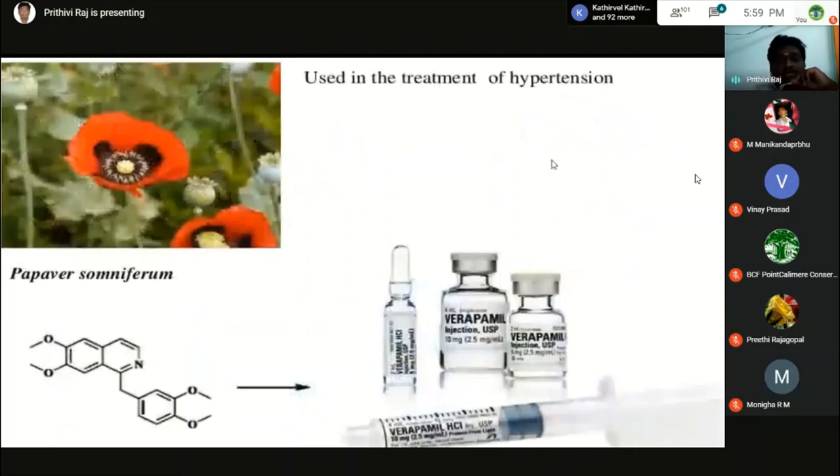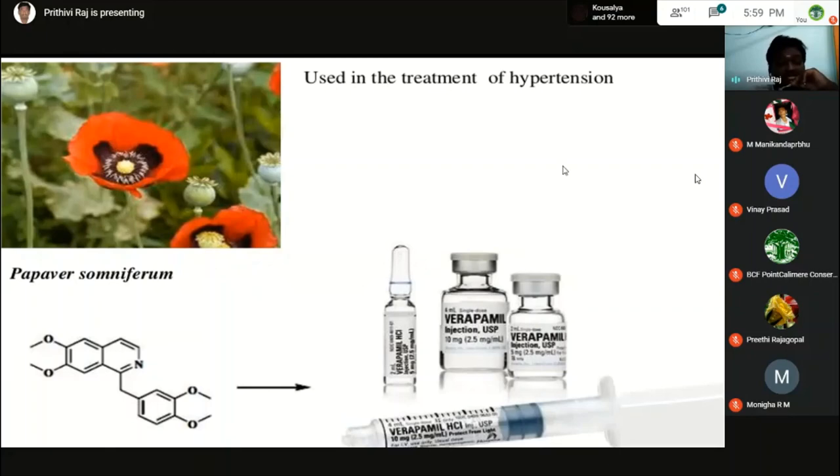For this flower, papaya, I do not belong to botany, so I'm not well versed. I am saying that this contains some verapamil. It is used for hypertension. It is available as an injection. So this is also one of the lead compounds from this flower.